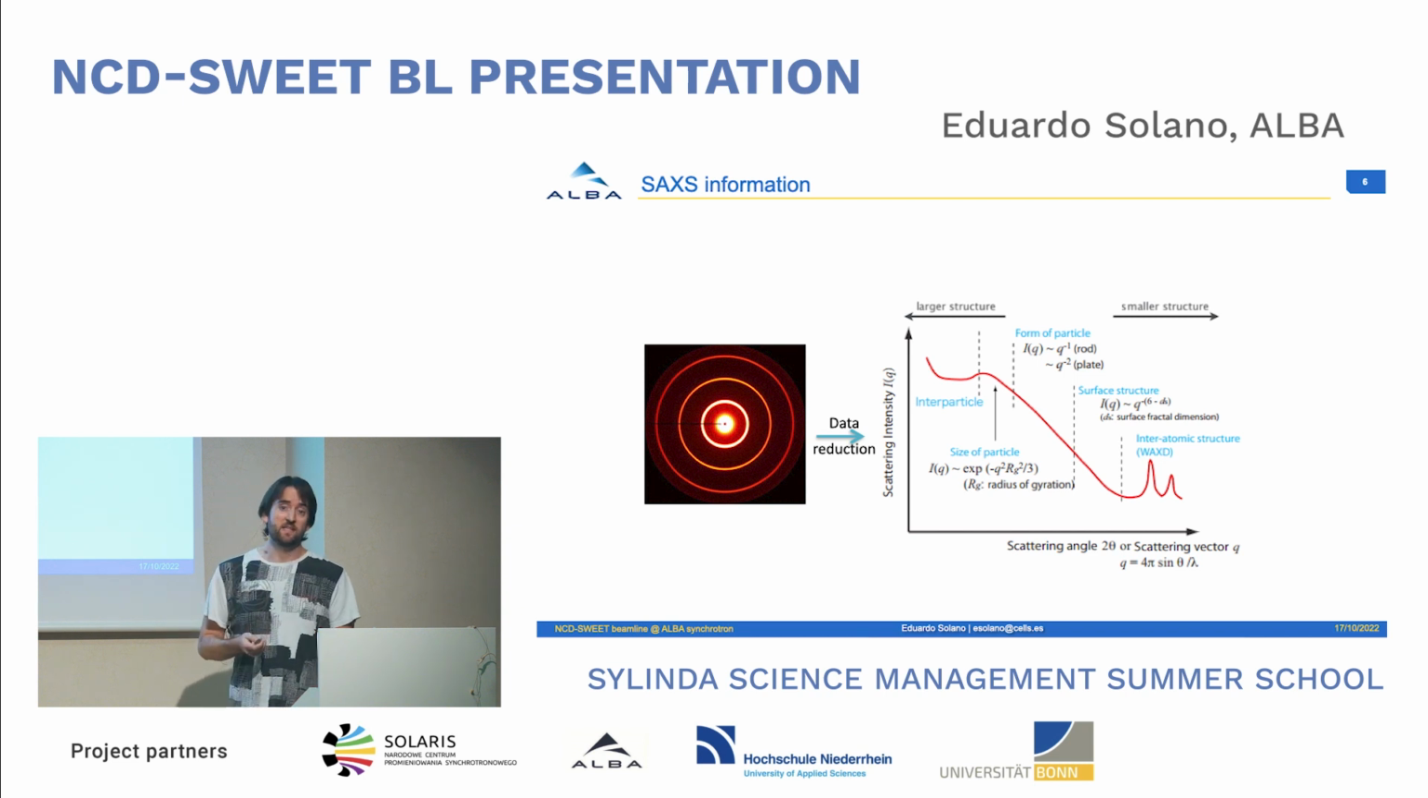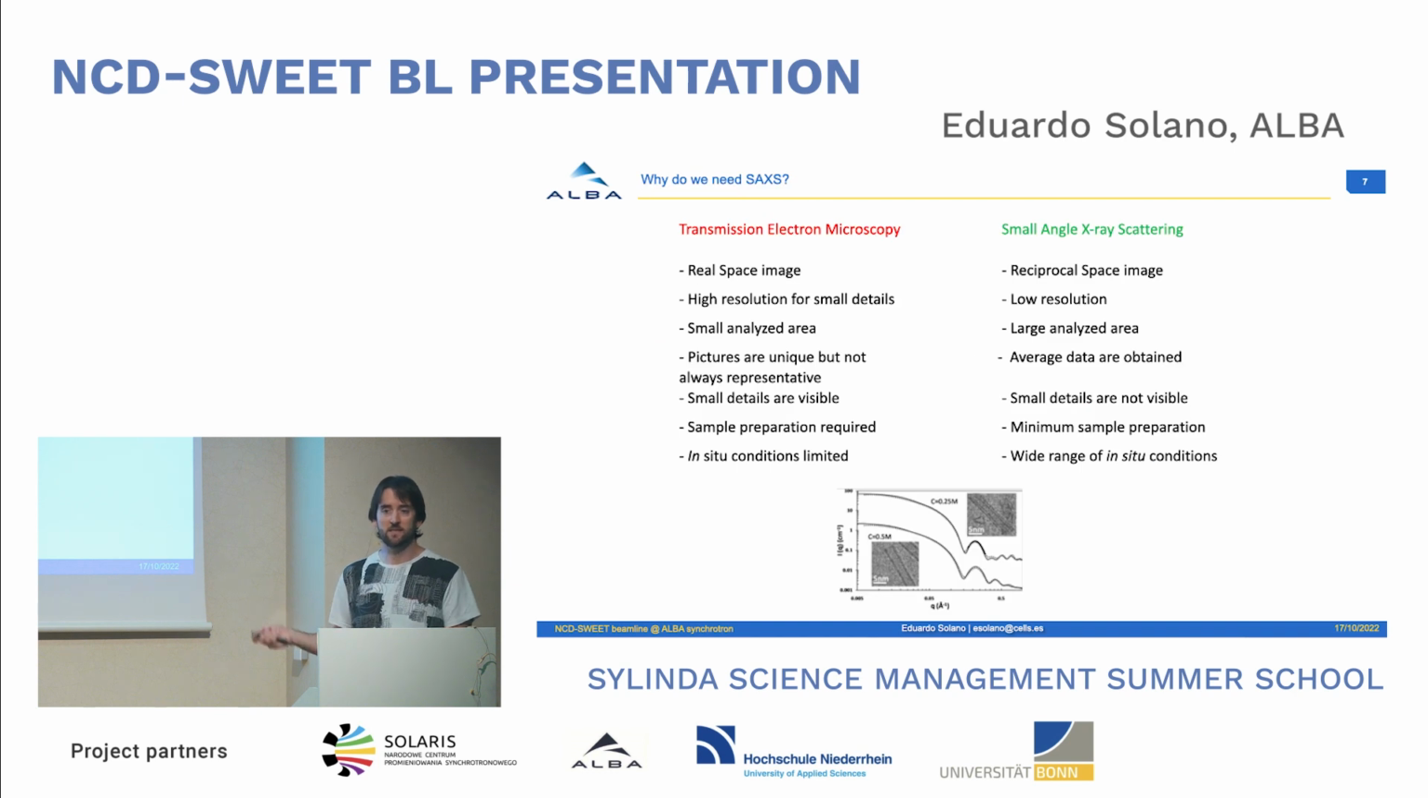But why do we need SAXS? Because this is the most important question. Why do we need it? I can see these things with a TEM, right? While with transmission electron microscopy, which we all have in the lab, so it's really easy to get access, not to a synchrotron, we can get information about the real space, which is easier to understand, of course, because you see the image, with high resolution for small details, and you are analyzing a small area.